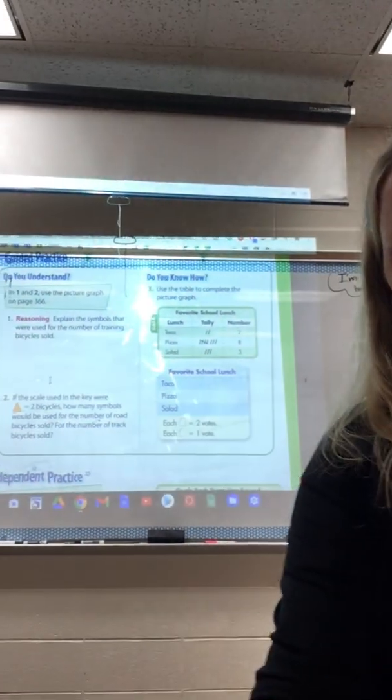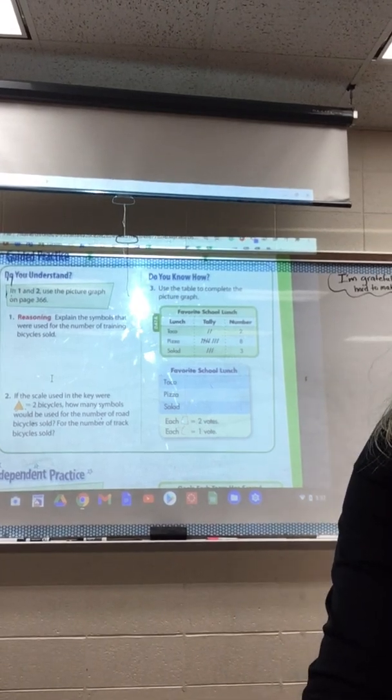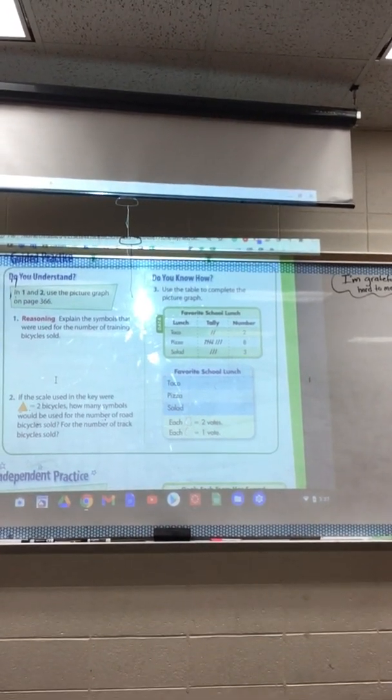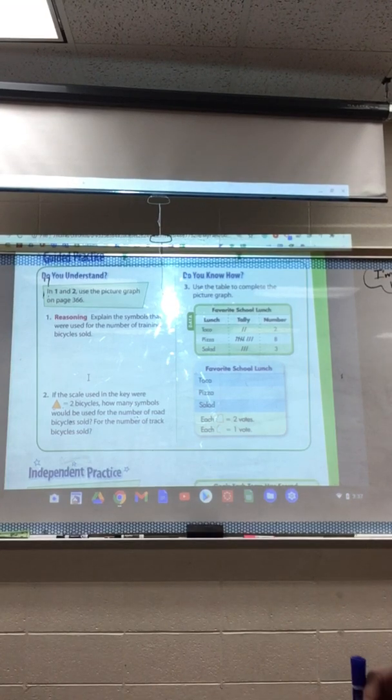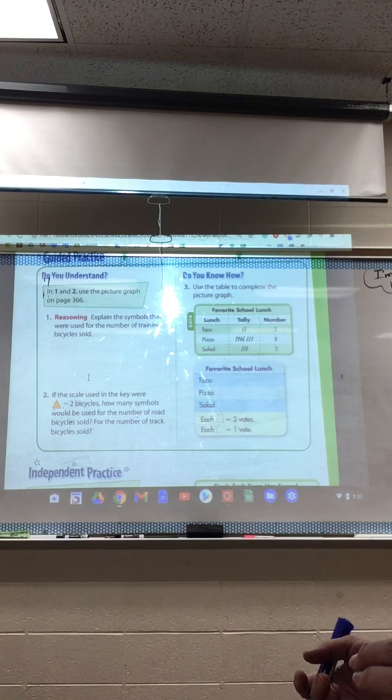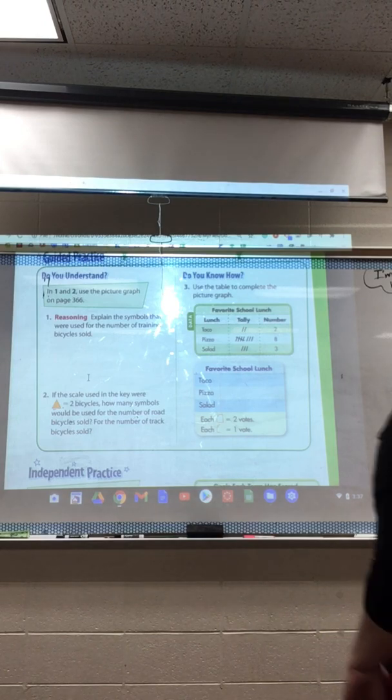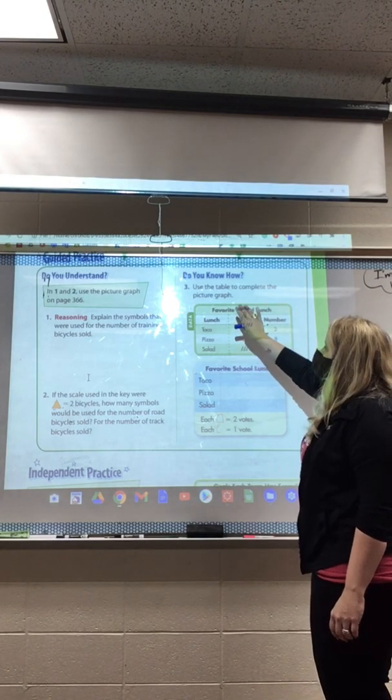Today we're going to be talking about frequency tables and picture graphs. Okay? So we're going to skip 1 and 2 because we need the other page, and unfortunately that is not on a PDF file on Savas. So we're going to go ahead over to 3, and if you look over here at the instructions, it says use the table to complete the picture graph.